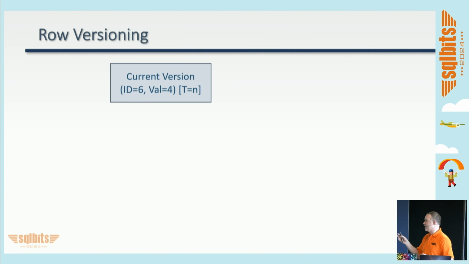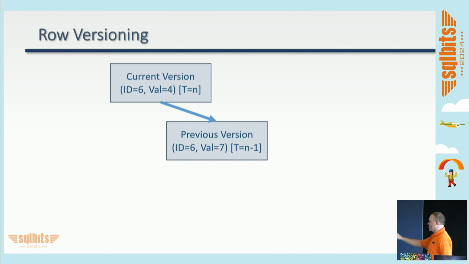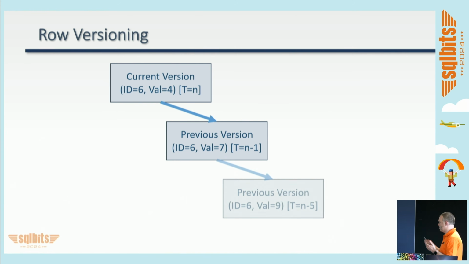So very quickly, if I had a table with 2 columns, ID and value, this might be our current version at time equals n. There may have been a previous version where the ID was still 6, but the value was 7, and maybe one even older than that, where the value was 9 at time n minus 5. So you get this chain of different versions for each row that are held in the version store.